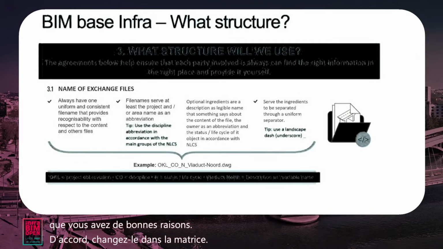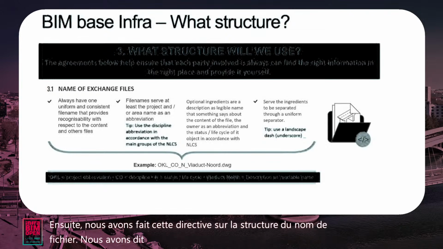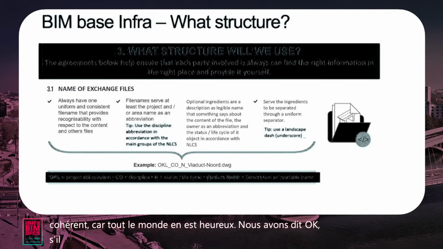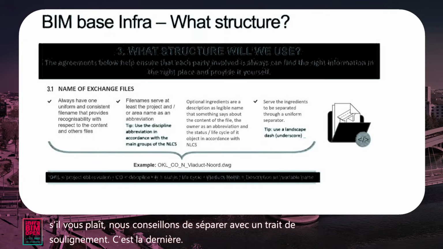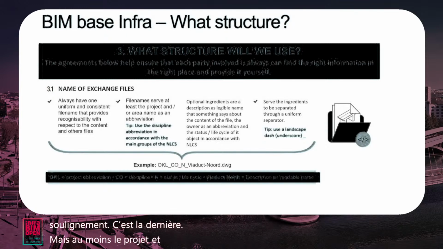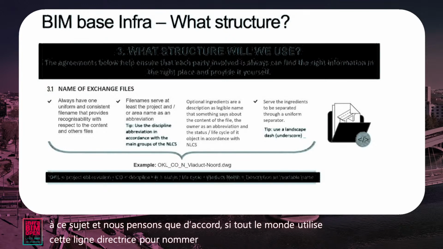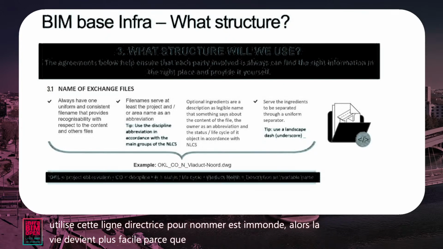Then we made this guideline about the structure of the file name. We said, okay, make sure you always use a uniform and consistent file name, because everybody gets happy of it. We advise to separate with an underscore. At least the project and the area name as an abbreviation, and optional ingredients as well. If everybody uses this guideline to name their files, then life gets easier, because when we get a model, we understand what this model is about.